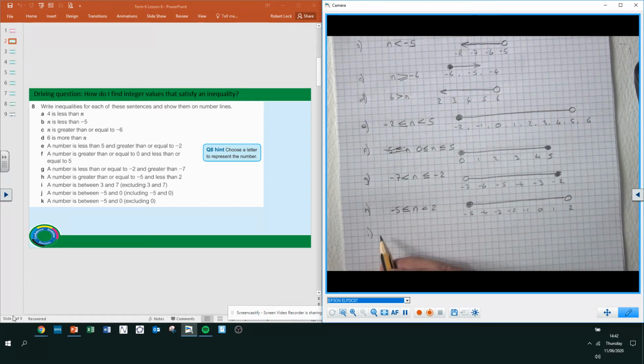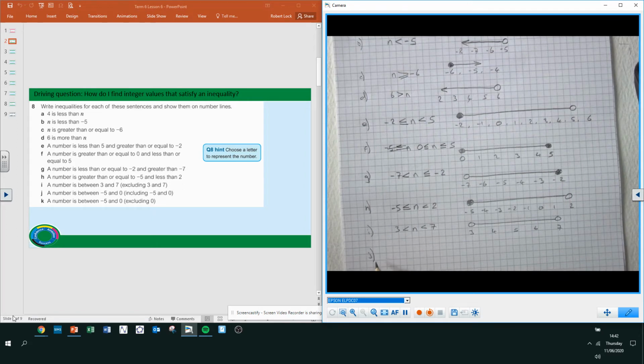A number is between 3 and 7, excluding 3 and 7. So n is greater than 3, but less than 7. So 3, 4, 5, 6, 7. That opens, not equal. Done.